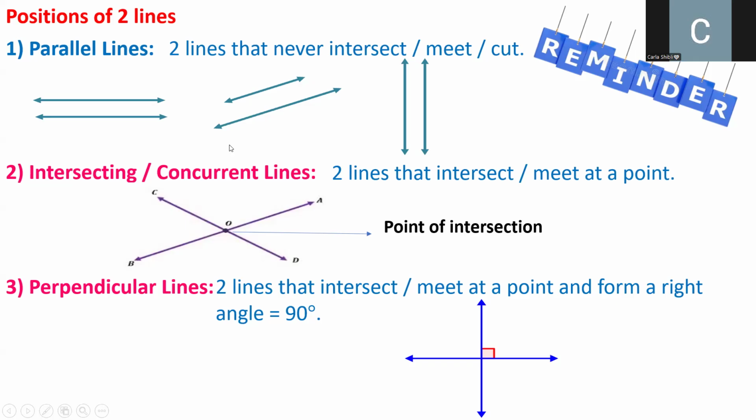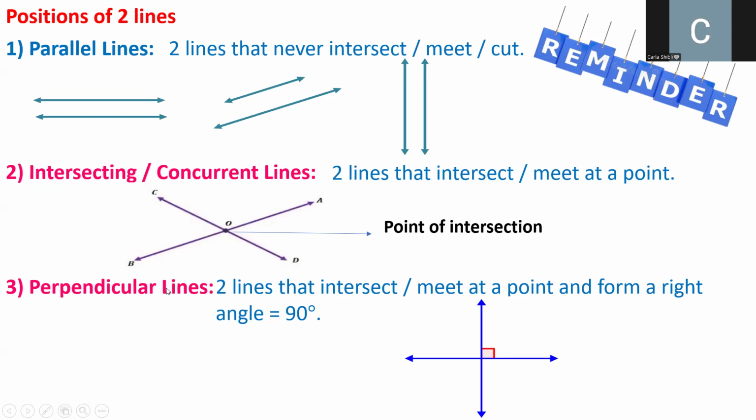Then we talked about intersecting or concurrent lines. These lines intersect or meet at a point. Suppose I have line AB, it intersects with line CD at point O. So it is called the point of intersection.